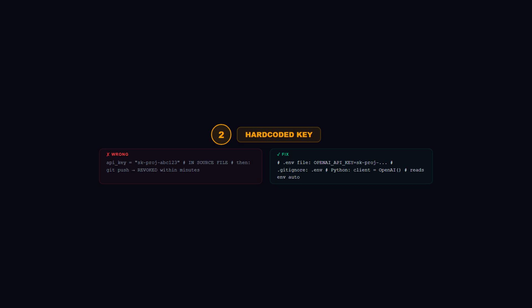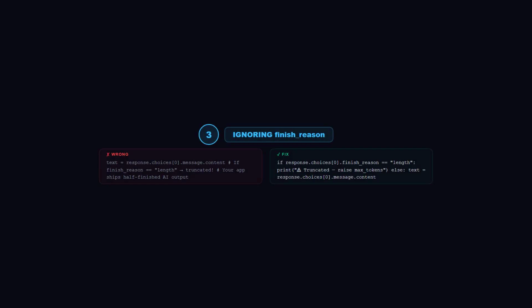Always .env. Always .gitignore. 3. Not checking finish_reason. If it's length, your response was cut off mid-sentence. Always check. Add max_tokens if you need longer outputs. These 3 mistakes account for 90% of beginner OpenAI frustration.